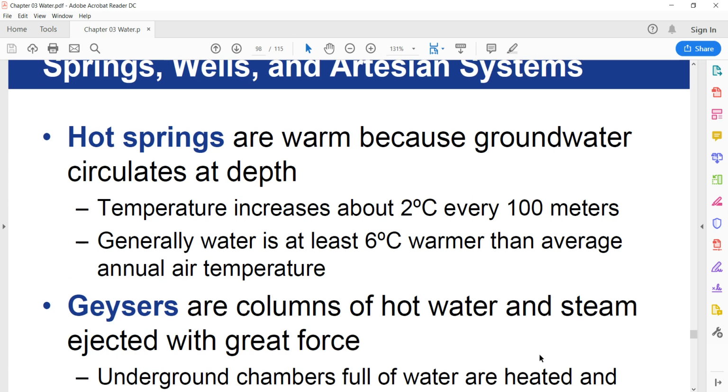Hot springs are warm because groundwater circulates at depth. Temperature increases about 2 degrees Celsius every 100 meters. So if you again think about below the surface, as the water is flowing at a certain depth, and as we go deeper in the ground, every 100 meters the temperature increases by 2 degrees Celsius. So that's why the groundwater that we pull out from below ground is generally warmer than the average annual air temperature.